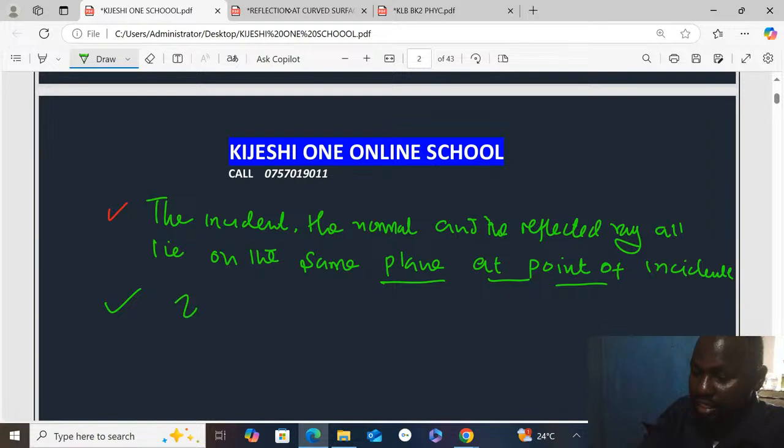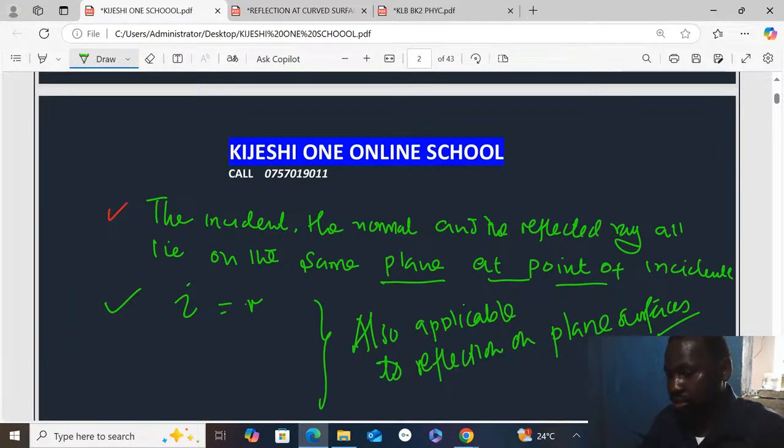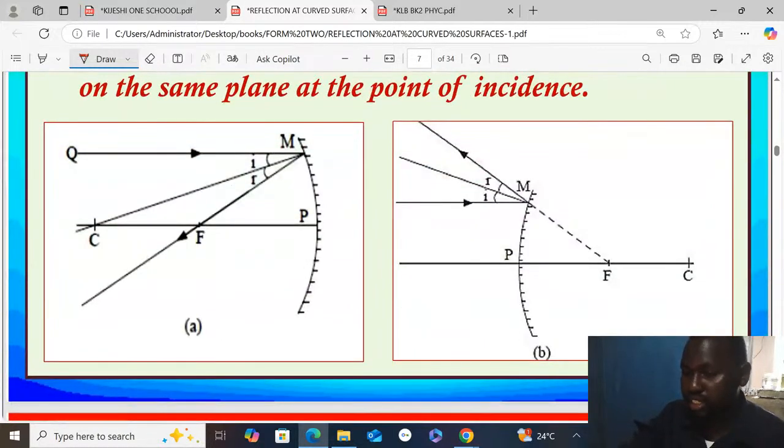Then the other one is that the incident angle will be equal to the reflected angle, i is equal to r. In this case, all these laws are also applicable to reflection on plane surfaces. This is demonstrated by diagrams A and B.